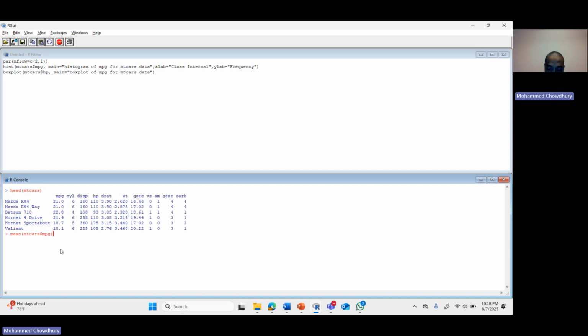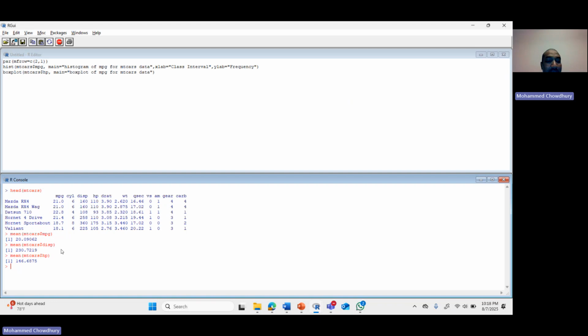Suppose I want to find the mean of the mpg variable. If I write mean and then mtcars, which is the name of the data, and the dollar sign, the variable is mpg. If I run it, I get the mean, 20.09. On the other hand, if I want to see the mean of distance, this is the mean of that. If I want to find the mean of the horsepower, hp, then this is the mean. So this is the way we can find the mean.